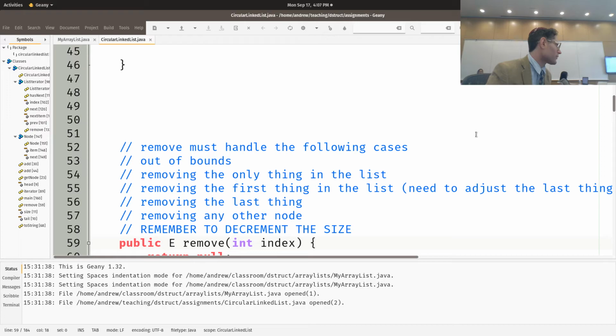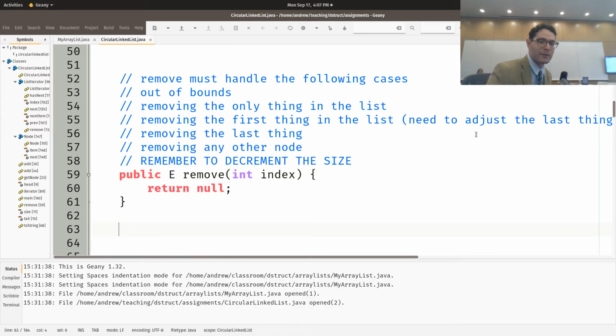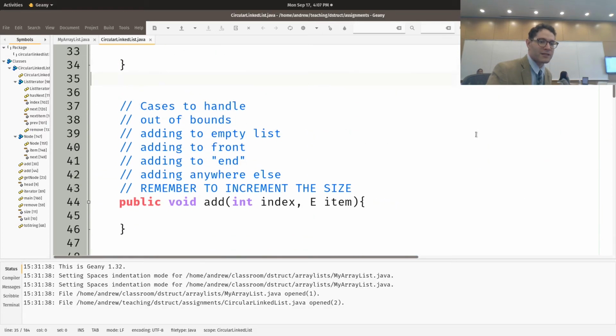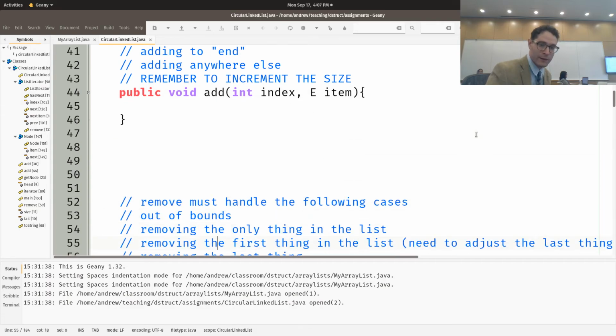If you follow along with the videos, it's actually not too bad of a problem. And the other big thing to remember, since it's a circular linked list, is that if the head or the tail gets changed, you have to make sure that the tail always points to the head of the list.